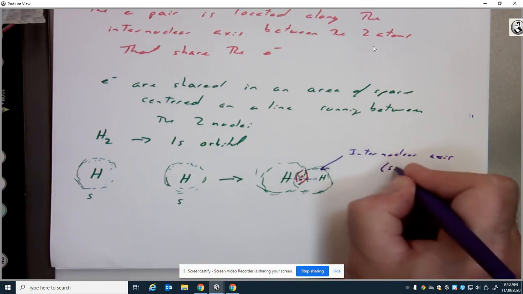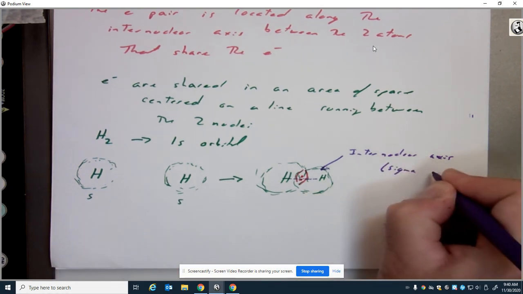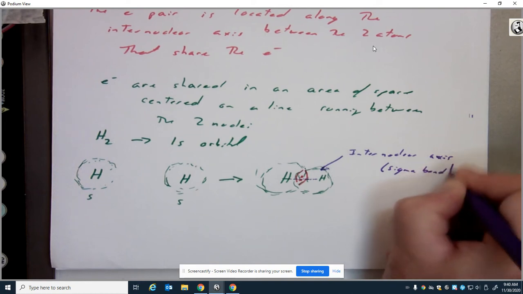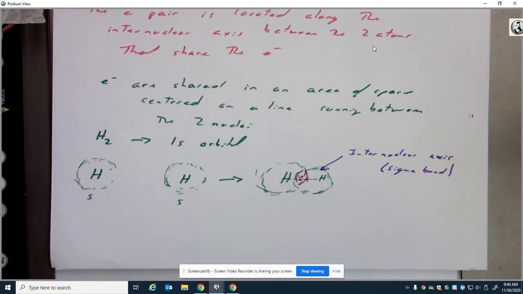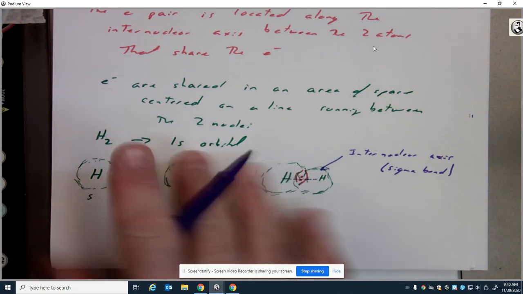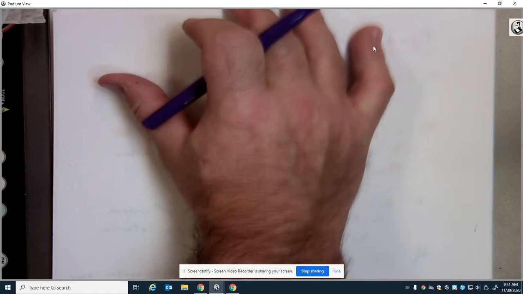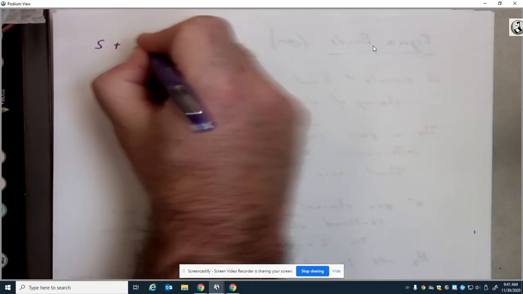Which makes it a sigma bond. If it's on the internuclear axis, it's a sigma bond. All right, so whenever s orbitals overlap, we get sigma bonds. There are other ways to get sigma bonds. We can overlap an s and a p orbital, and it'll be a sigma bond.